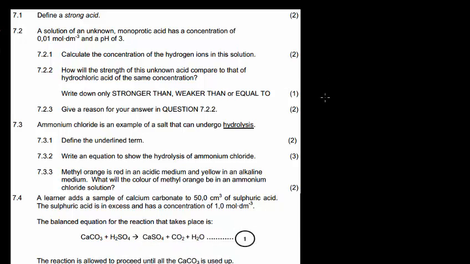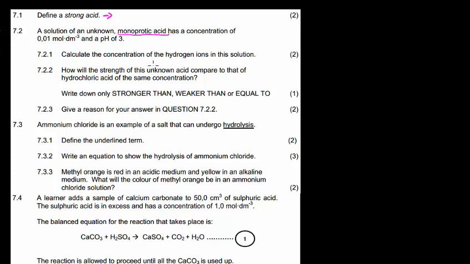Okay, so let's quickly look at these questions. This is actually a question from an exam paper that covers almost all of the things we've just quickly looked at. So first of all, what is the definition of a strong acid? An acid that dissociates completely. Good, an acid that dissociates completely. Good.